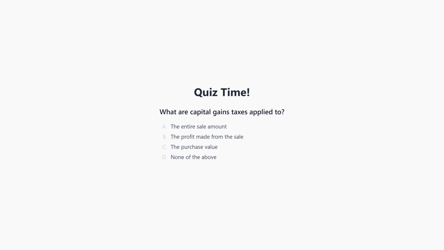Let's see what you've learned so far. Here's a quiz question. What are capital gains taxes applied to? A. The entire sale amount. B. The profit made from the sale. C. The purchase value, or D. None of the above. You may pause the video now to think about the answer. We will discuss the answer in the next section of the video.